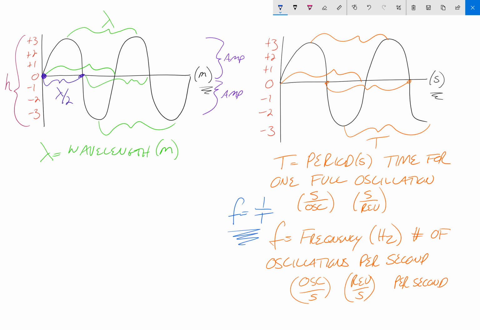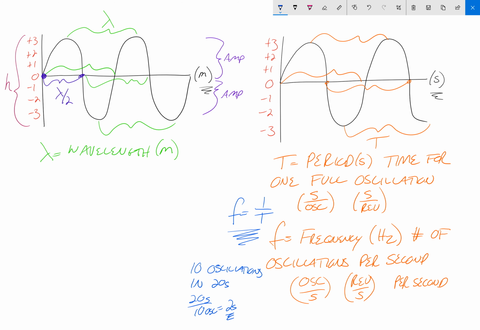Period is time, seconds. So if you're given a problem that mentions something like, let's make this up, 10 oscillations in 20 seconds. Some people are just comfortable doing the period. If you're going to do period, put seconds in the numerator. So I would have 20 seconds over 10 oscillations gives me a period of 2 seconds.